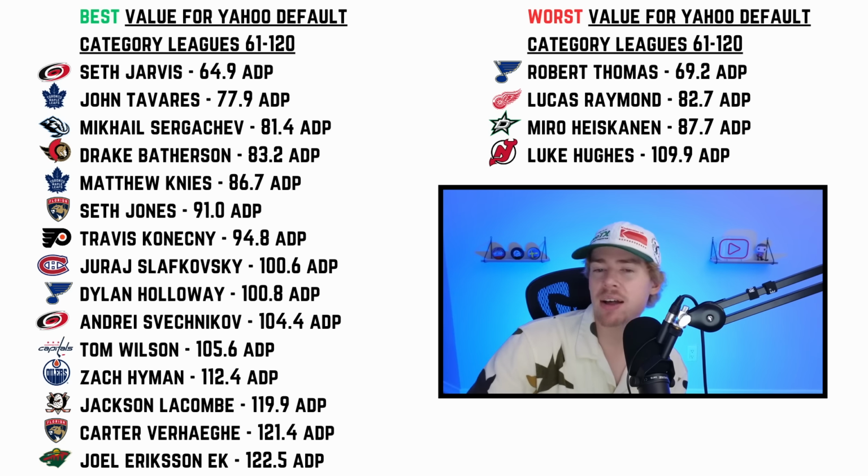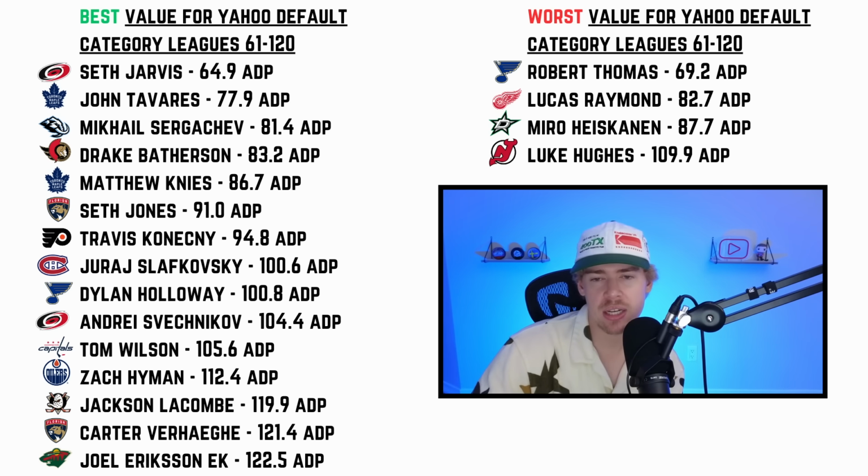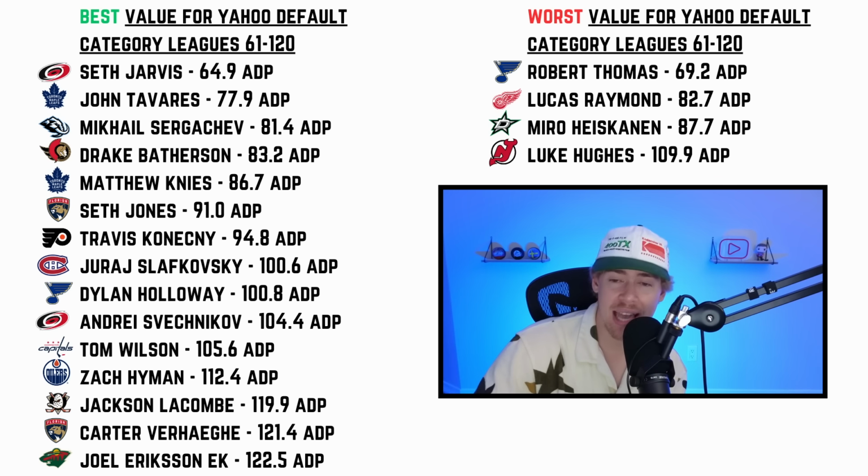In terms of the worst value, Robert Thomas, pure center, bad peripherals. Lucas Raymond, really bad shot volume, no hits, just a little bit too pricey. Miro Heiskanen, bad peripherals, not power play 1 in camp. And then Luke Hughes. I like Luke Hughes in certain leagues because I do think he's going to get on power play 1 at some point, but the shots and hits are not there. And this is just too pricey when you have guys like Darnell Nurse and other guys that are going to put up really good shots and hits in your later rounds.